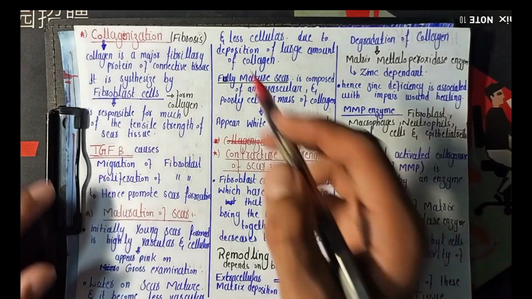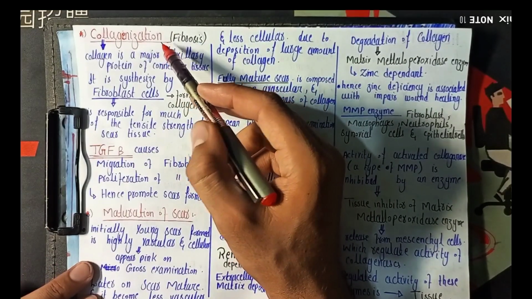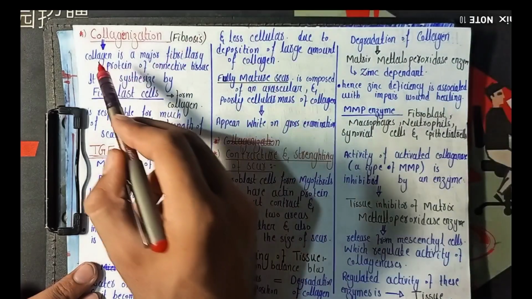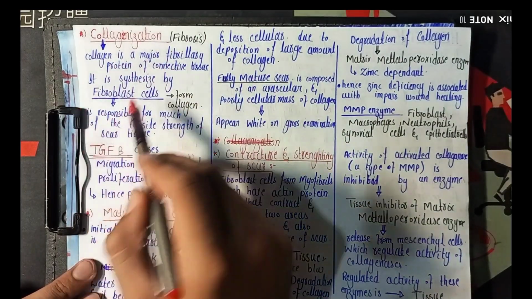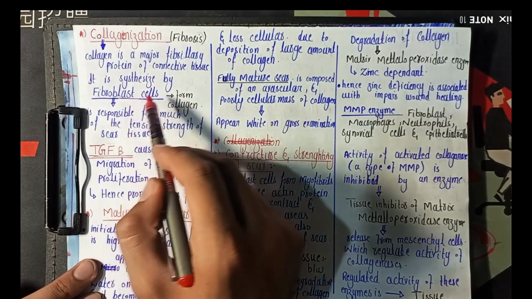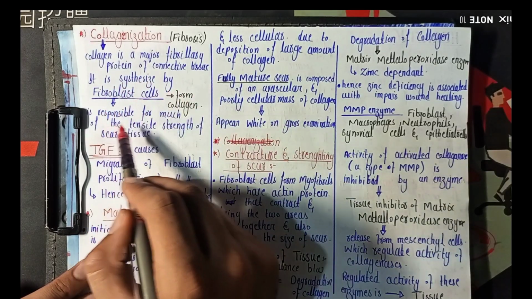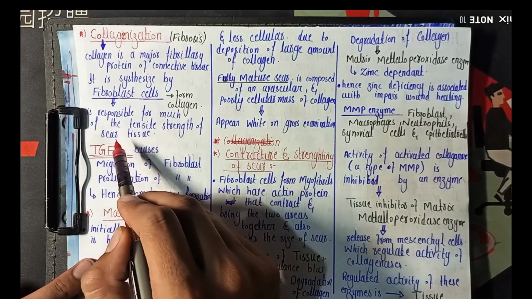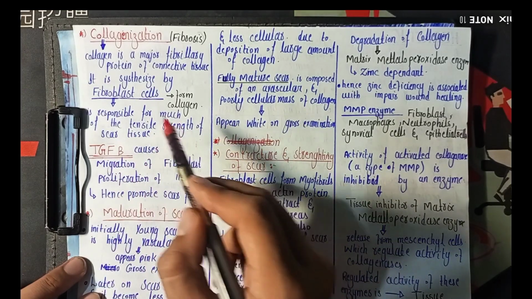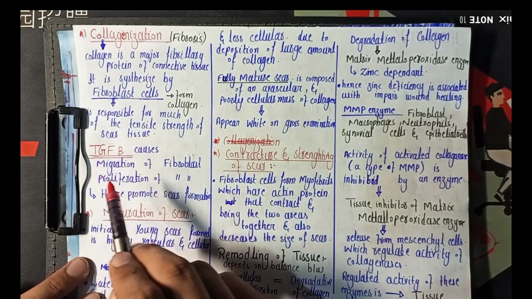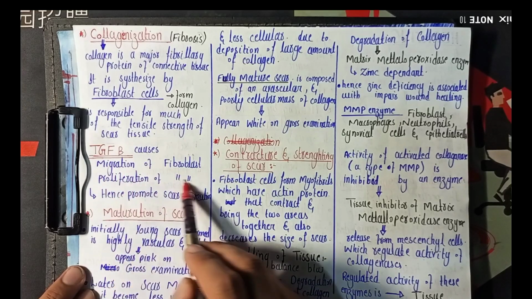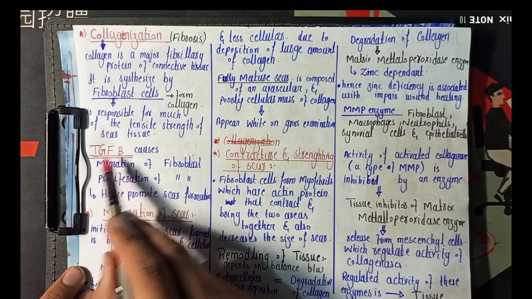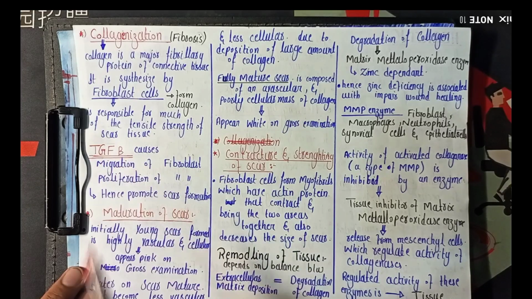इसके बाद हमारे साथ आता है ग्रेनुलेशन के बाद collagenization. So collagenization is also known as the fibrosis, and in this process there is deposition of the collagen, and the collagen is a major fibrillary protein of the connective tissue, and this collagen is synthesized by the fibroblast cells, and fibroblast cells are responsible for most of the tensile strength of the scar or the injured area. And these fibroblast cells are activated by the transforming growth factor beta, which is involved in the migration of the fibroblast cells, activation of the fibroblast cells, and proliferation of the fibroblast cells. Hence the transforming growth factor beta promotes the process of the scar formation.